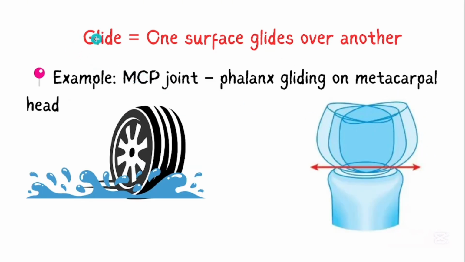Second is glide, also called slide. This is a pure translatory movement, meaning one surface glides smoothly over another without rotation, like when a wheel skids on a wet road. This happens at the metacarpophalangeal joint where the proximal phalanx glides over the head of the metacarpal bone when you bend your finger.